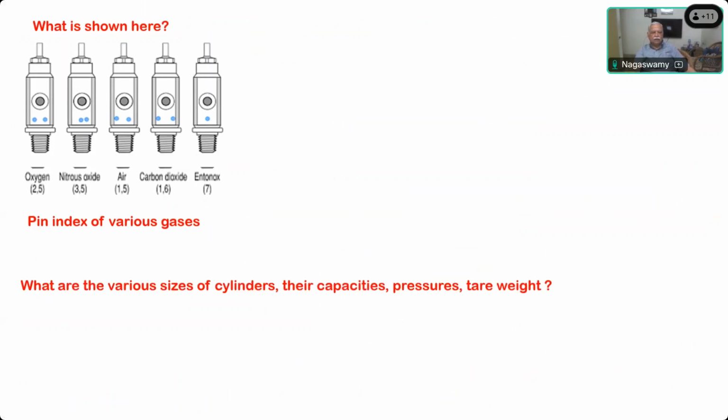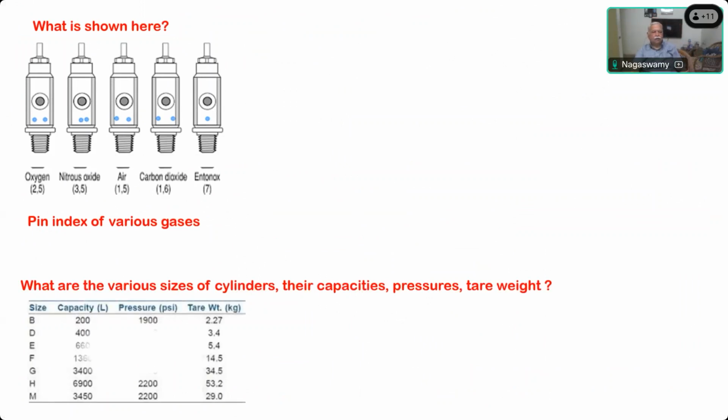What are the various sizes of cylinders, their capacities, pressures, and tare weight? Sizes from A to E, F, commonly used, from largest to smallest. This chart will tell you the sizes can be D, E, F, G, H, like that. A sizes are not commonly used now, and their capacity varies like this. The pressure for oxygen is usually 1900 psi and may go up to 2220. What is the tare weight?